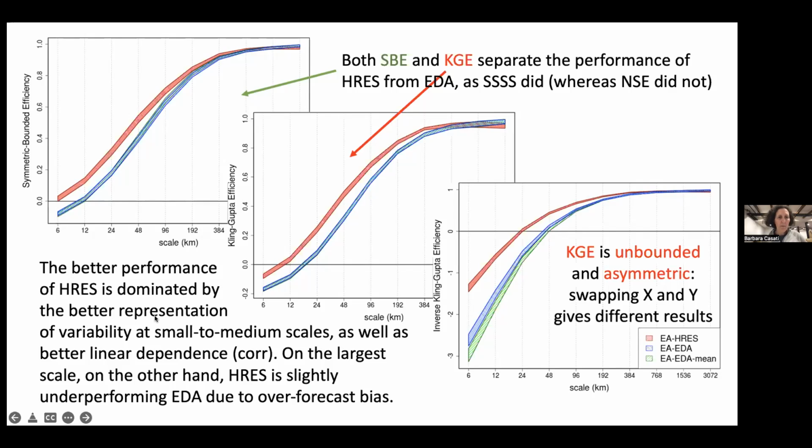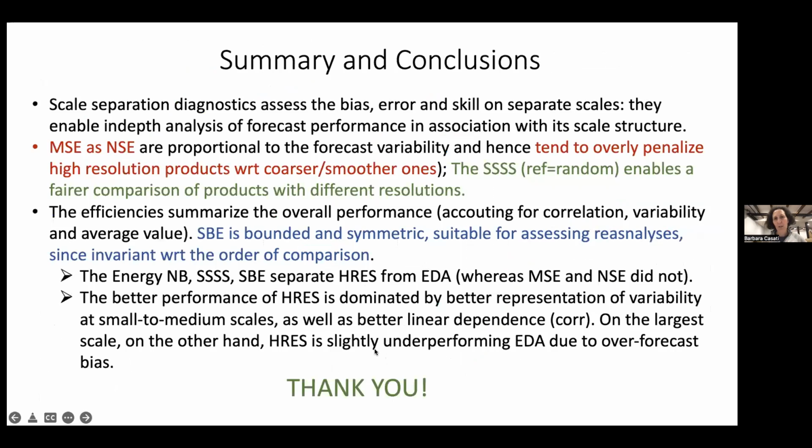The better performance of the control is dominated by the better representation of the variability on the small to medium scales and the better linear dependence, or the correlations. On the larger scales, you see there is instead slightly worse performance because of a very small over forecast of the bias. So these are my summary and conclusions, and I'll stop here.